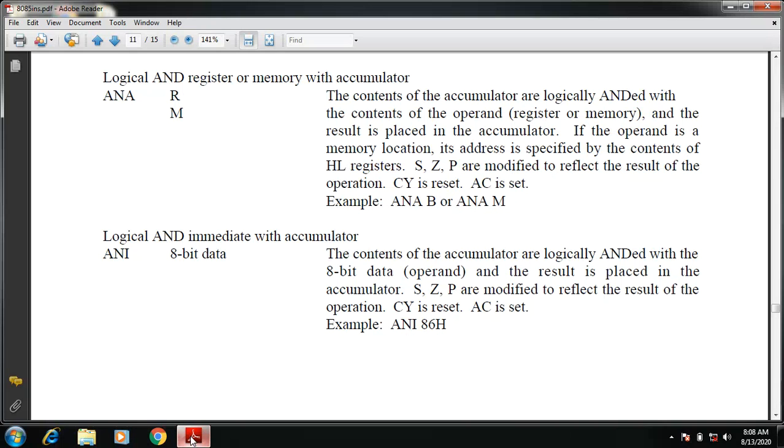Here in logical AND, the content of the specified register is logically ANDed with the content of the accumulator, and the result is stored in the accumulator. So this is the meaning. Simply we call it the AND operation. Here the sign flag, zero flag, and parity flag are affected according to the result, but carry is reset and auxiliary carry is set.